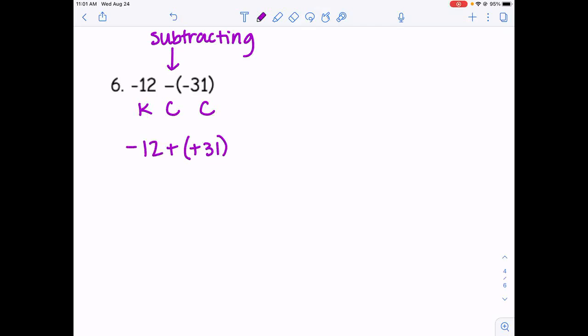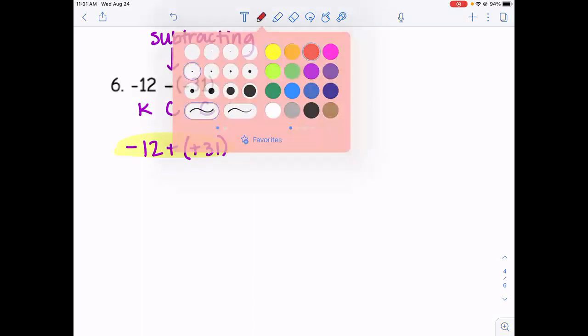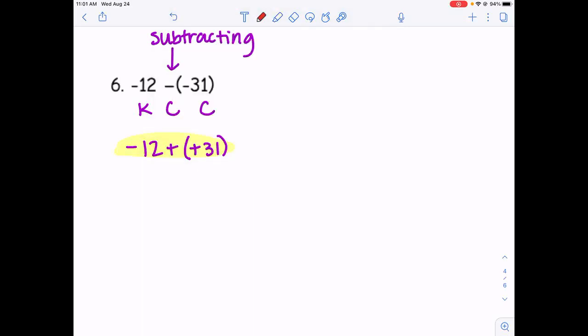Okay. So here's our keep, change, change. We keep the negative with the 12. We change subtraction to addition. We change our negative to a positive here. So now we have an addition problem. This is what we did yesterday. Okay, and what is true about our addition problem? We have same or different signs. Okay, and when we have different signs, we are going to subtract and then keep the bigger sign.